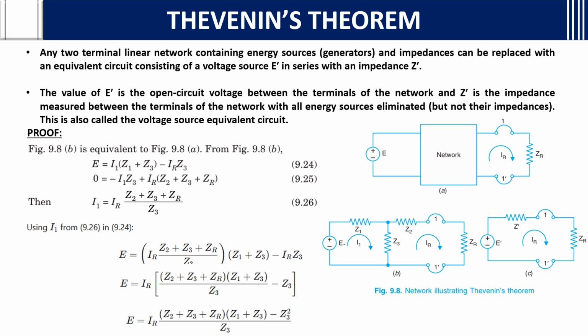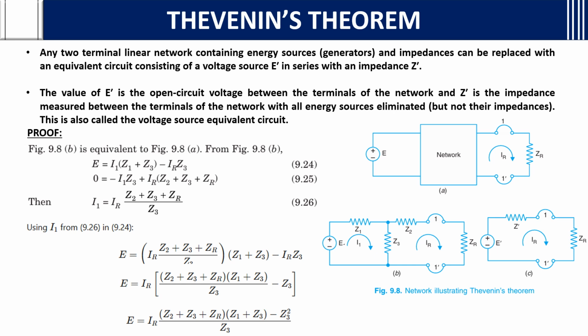Then Z dash is the impedance measured between the terminals of the network with all energy sources eliminated. We remove all the energy sources, like voltage source and current source, and we keep only the resistances in the network, and we find the resistance, that is RTH or Z dash, Thevenin's impedance, measured between the terminals of the network. We eliminate the energy sources, but their impedances will not be eliminated. So this is called the voltage source equivalent circuit.